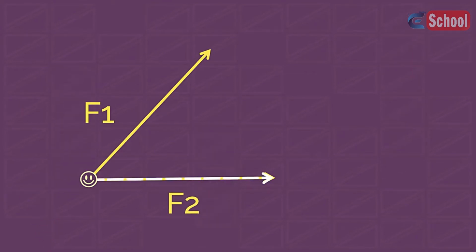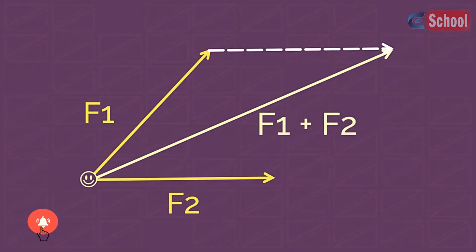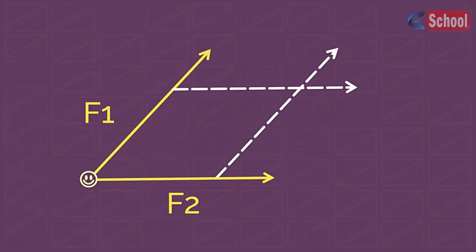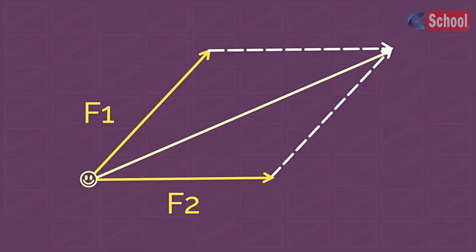We do that by moving F2 in such a way that its tail becomes attached to the head of F1. Then we connect the tail of F1 and the head of F2. The vector formed is the sum of F1 and F2. Another method would be to put the tails of the two vectors together and draw a parallelogram like this. The diagonal vector that starts from the tails of F1 and F2 will be the sum of these vectors.